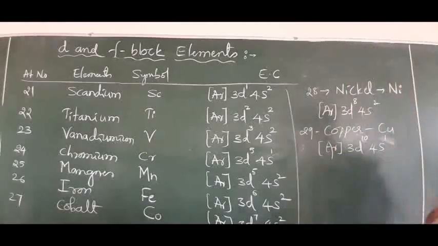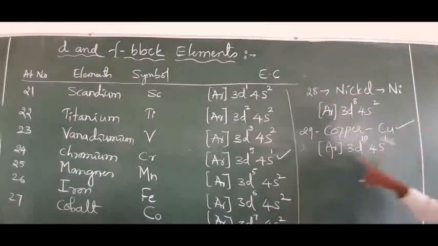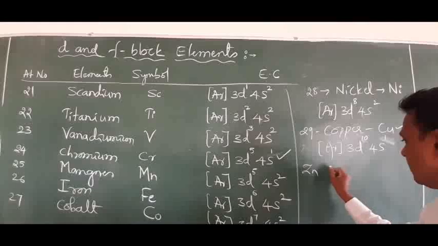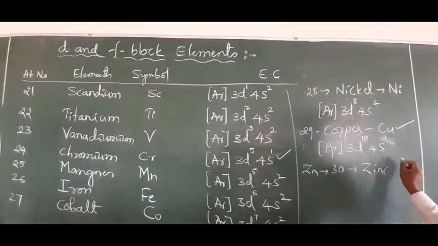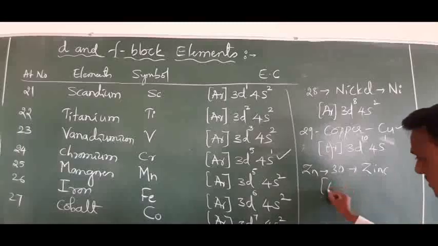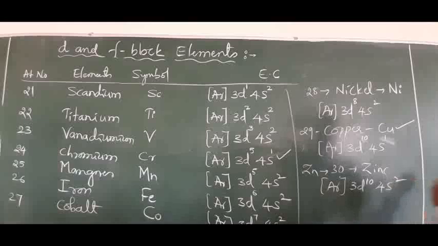Yes, concentrate on the two elements mentioned: one is chromium and another is copper, 3d10 and 4s1. The last element is zinc. Yes, atomic number is 30, and the electronic configuration is argon 3d10 and 4s2.